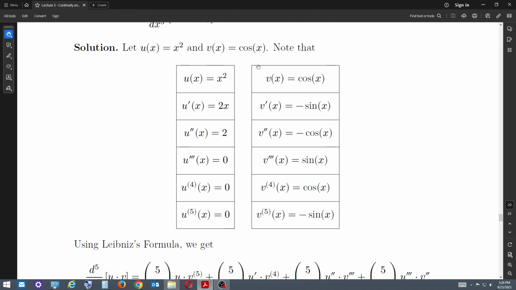For v, you have to be careful. Cosine, when you differentiate that, it repeats eventually. So for cos, you'll get minus sine, then minus cos, and then it goes back to sine and cos again. So every fourth time you differentiate, you get the same thing. You get back what you started with. And then this also repeats from there. That's just something that might be useful.